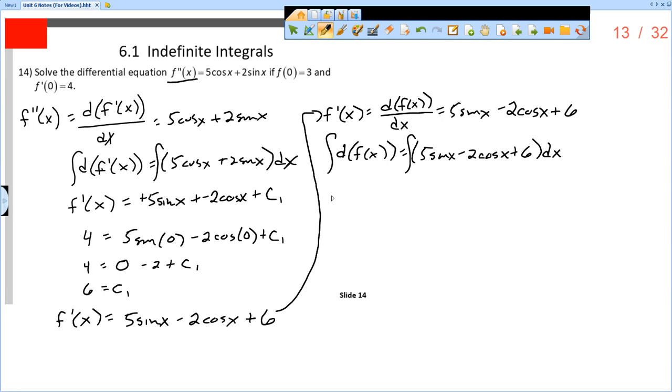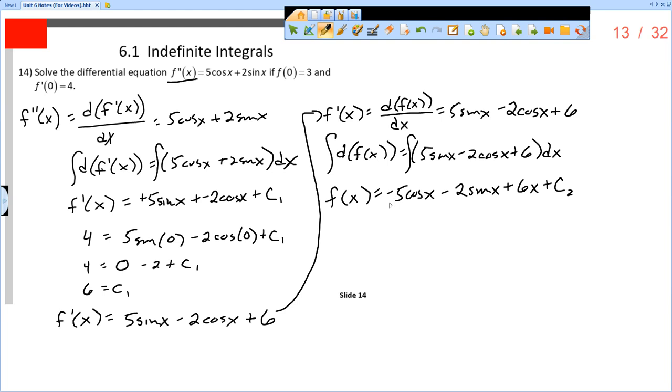On the left, the integral of the derivative of f of x is f of x. This equals the integral of 5 sine x, so 5 times cosine. Or sorry, remember the integral of sine is negative cosine of x. Then minus 2 times the integral of cosine, which is just sine of x, plus the integral of 6, which is 6x, and then plus c sub 2, not to be confused with the c sub 1 over here.